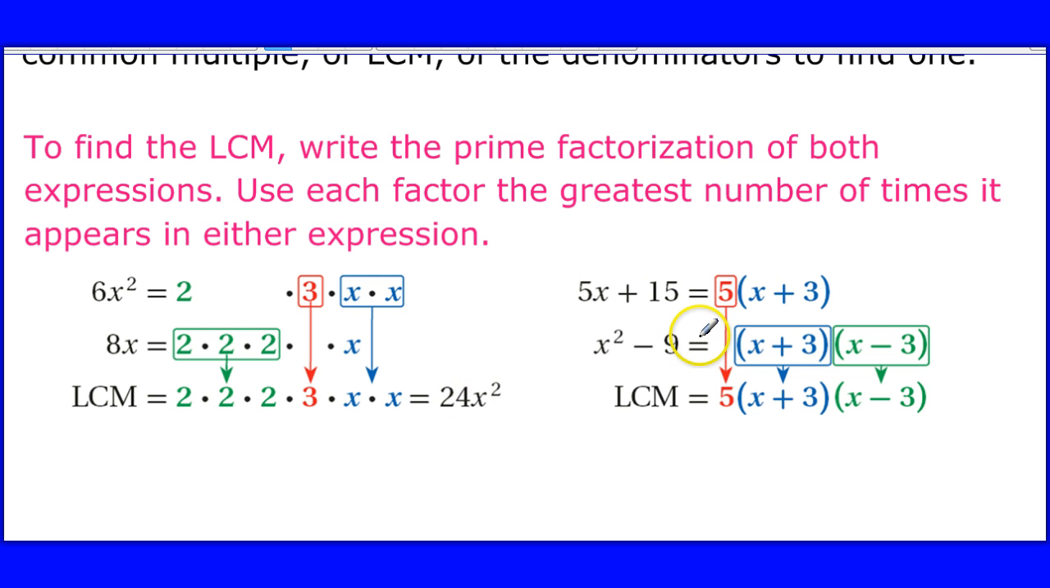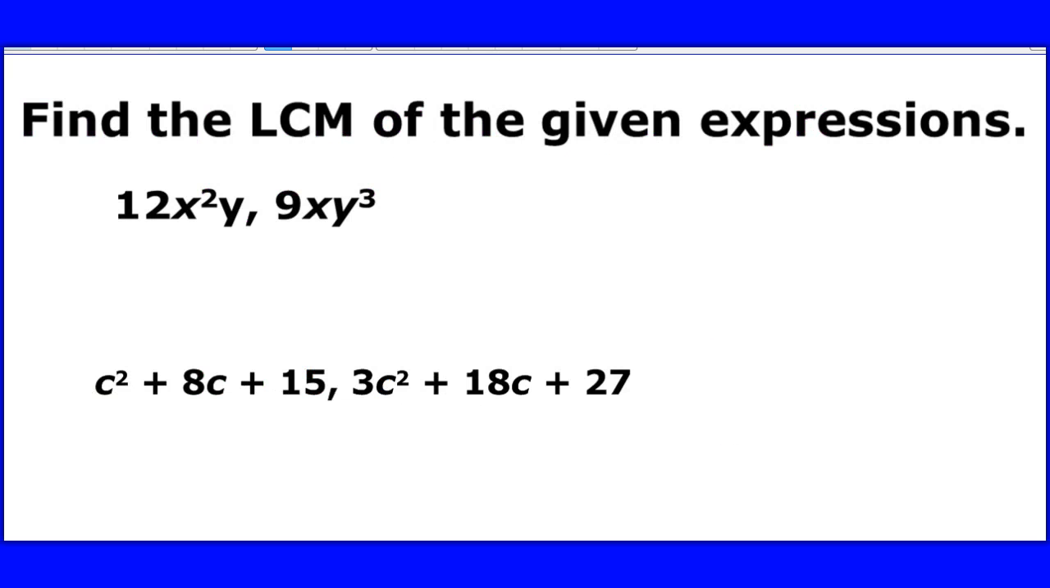If you do this with polynomials, you need to put them in factored form. So I factored this one. It's going to be 5 times x plus 3, and this one is x plus 3 times x minus 3. All right, now 5. They don't have a 5 in common, so we just bring it down. They both have an x plus 3, but it only occurred one time, so we're going to bring that down. And then they do not have an x minus 3 in common, so we're going to bring that down. This is my common denominator, my least common multiple.